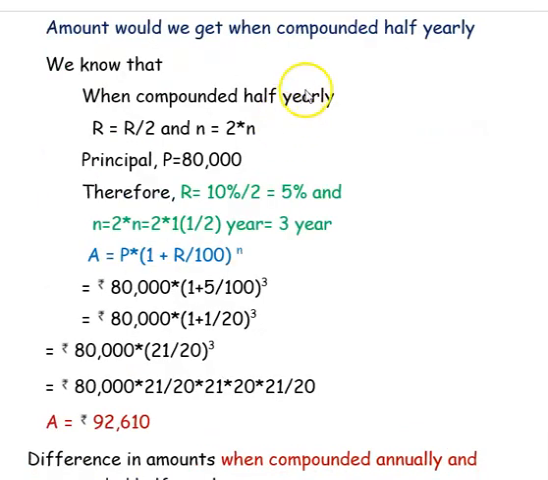Now let's see how to calculate the amount when it is compounded half yearly. When it's compounded half yearly, we know that we should halve the rate of interest and we should double the number of years. So the same principal 80,000, and the rate of interest should be half. So 10% divided by 2 is 5%, and we have to double the years. So 1.5 years if doubled gives 3 years. Now we know that the amount formula is A equal to P into 1 plus R divided by 100, the whole power n. So we can directly substitute P, R and n. So we get 80,000 into 1 plus 5 divided by 100, the whole power 3. If you simplify that, you will get the amount as rupees 92,610.